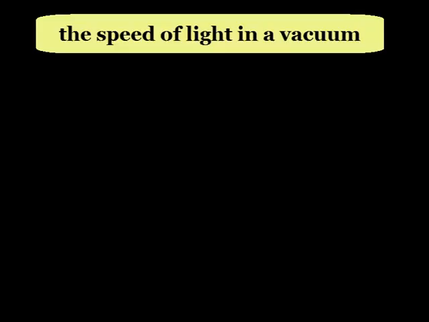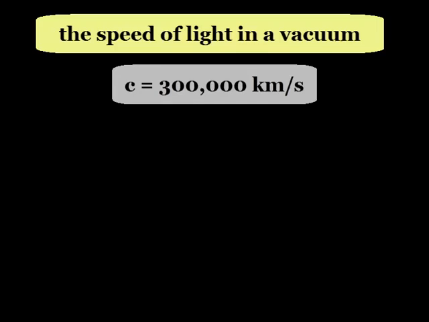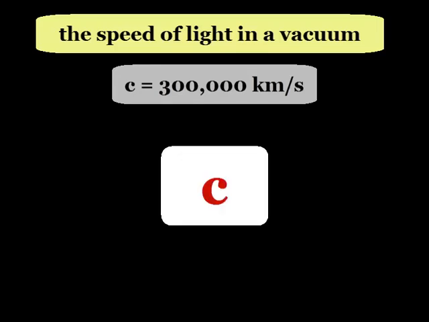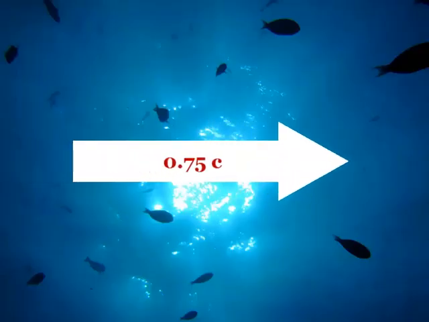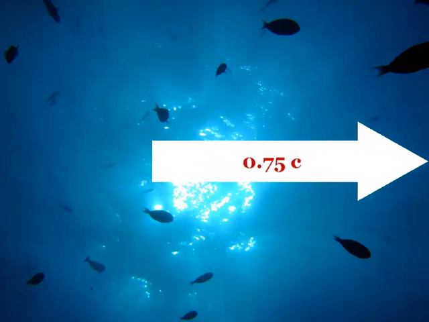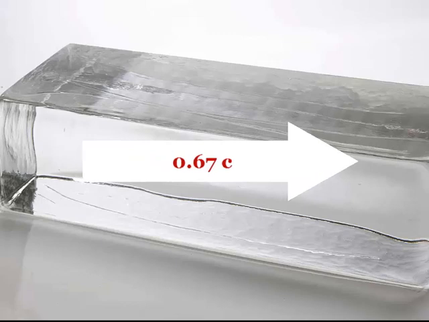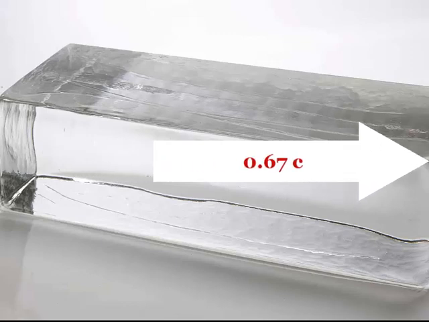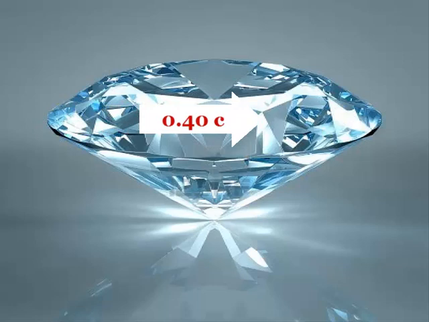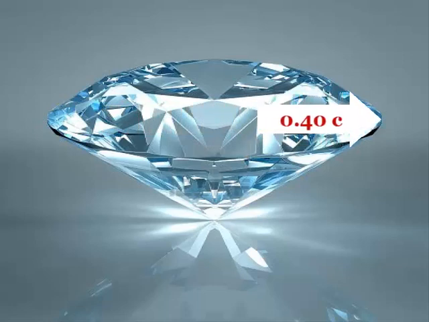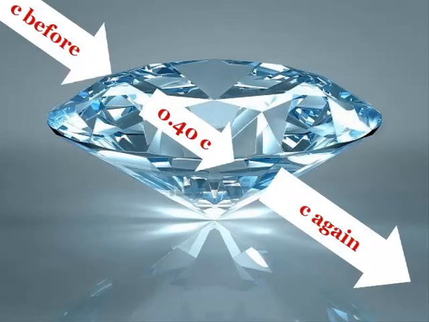In a vacuum, the speed of light is a constant 300,000 kilometers per second. We call this speed of light c. Light travels slightly less than c in the atmosphere, but the speed is usually rounded to c. In water, light travels at 75% of its speed in a vacuum, 0.75 c. In glass, light travels only about 0.67 c, depending on glass type. In a diamond, light travels at only 0.40 c. When light emerges from these materials into the air, it travels at its original speed, c.